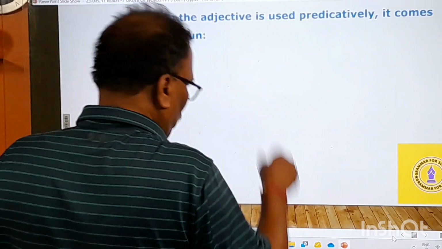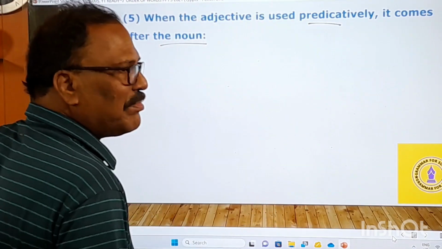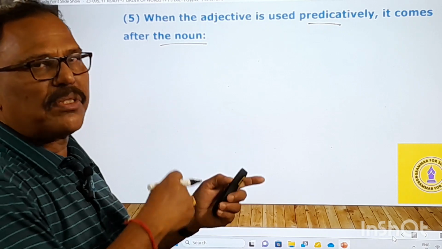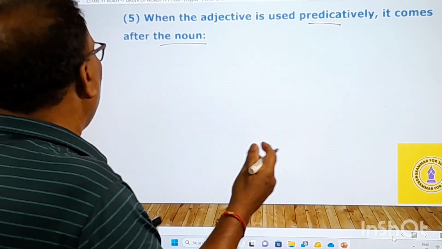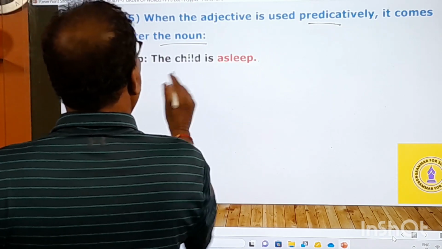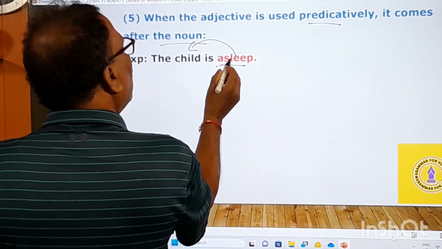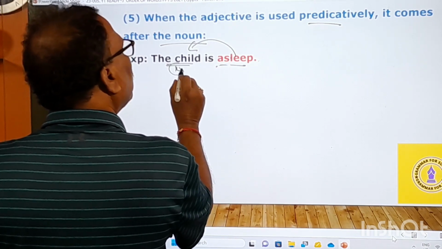When the adjective is used predicatively, it comes after the noun. If an adjective is used attributively, it comes before the noun. If it is used predicatively, it comes after the noun. How? Here you see that the child is asleep. Who is asleep? The child. This is describing this child. This is the noun.